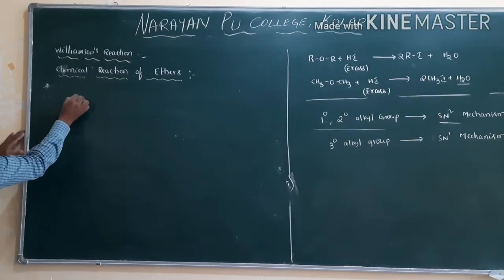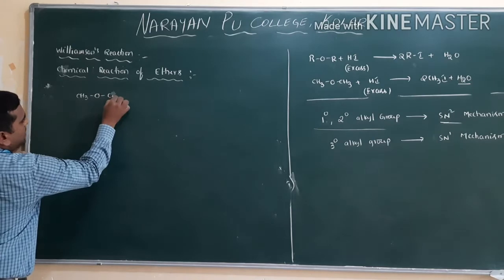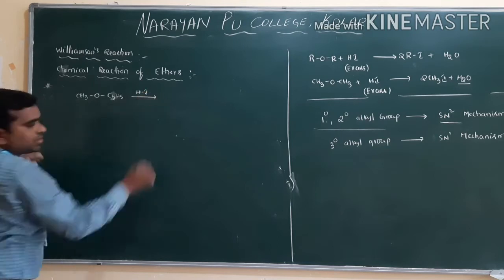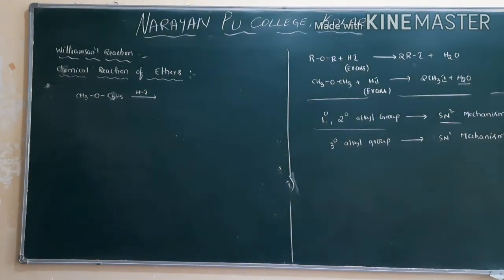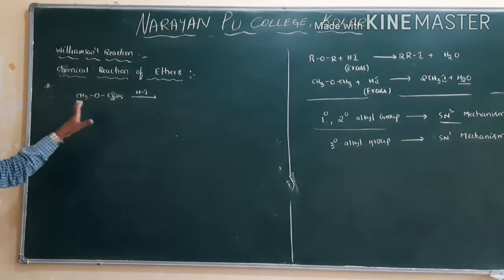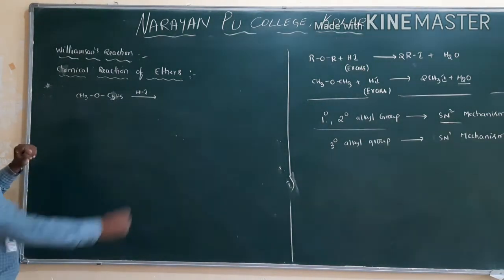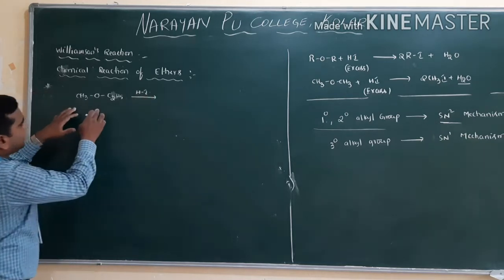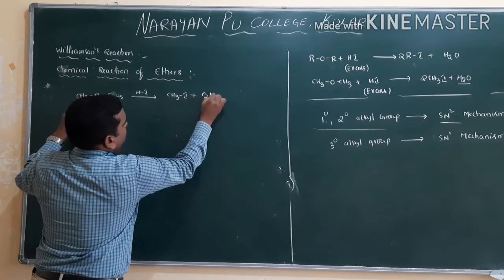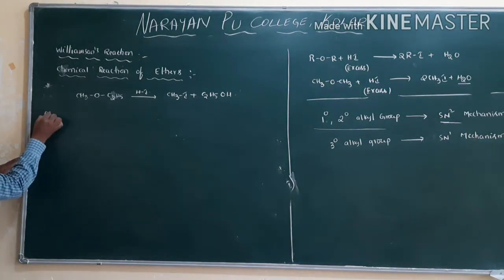Unsymmetrical ether I will write. One is CH3 O, and another one is C2H5, and I will write here HI. Clear? Now first of all I will write the mechanism, because they have given it in the answer textbook, so how the reaction takes place. First of all, the products you will get in this case are CH3I plus C2H5OH. And how you will get this? First you have to write the mechanism.